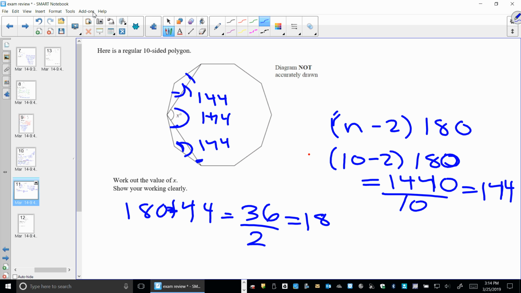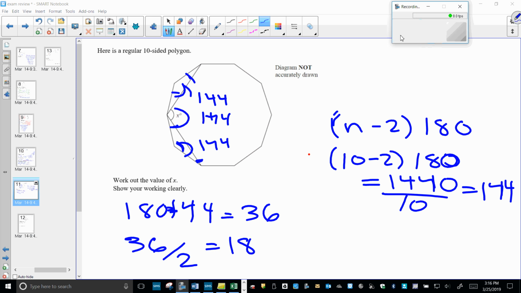Wait, what did you do? Okay, so we found the sum of all the interior angles. So that's 1,440. And then to find each individual angle, we divided by 10, because there are 10 angles in the shape. And then we got 144. So we know that this angle is 144, and since it's a regular polygon, these lengths are equal, so it's an isosceles triangle. So that means that these angles are equal. We subtract 144 from 180, and then we have our result. Because we have to split it. Oh, I remember that. Yeah.